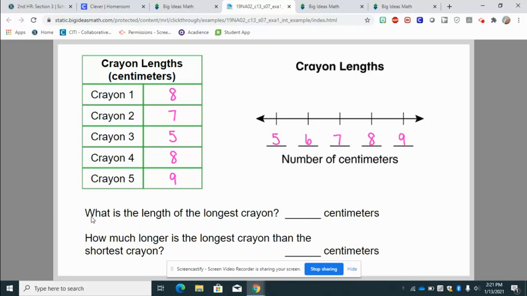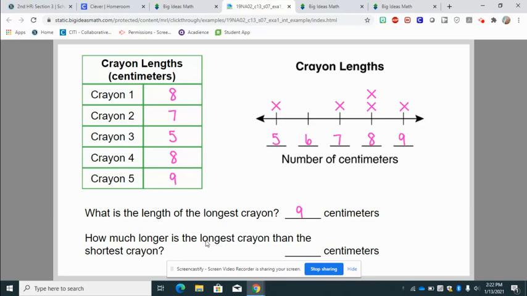Okay? Now, what is the length of the longest crayon? So which one was the longest? 9 centimeters is the longest. Oh, here's the line plots for it. And 9 centimeters is the longest because 9 is bigger than any of these other numbers.